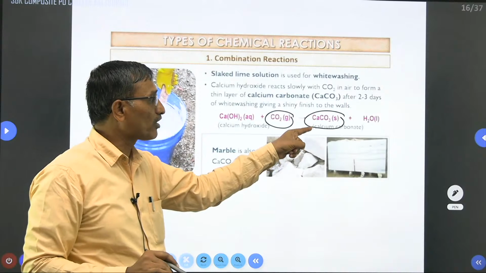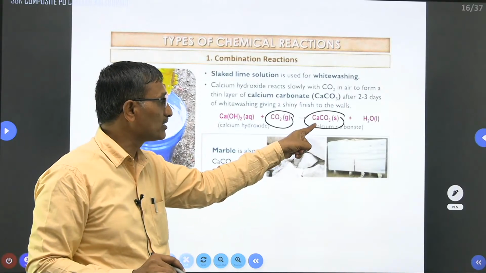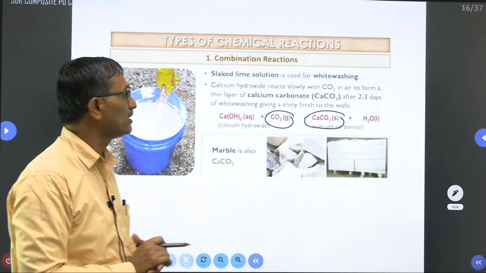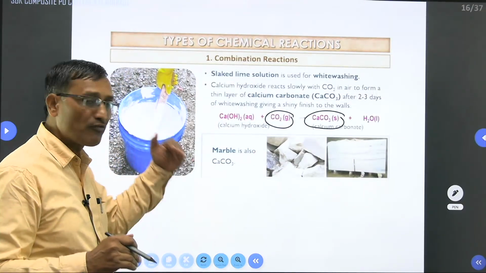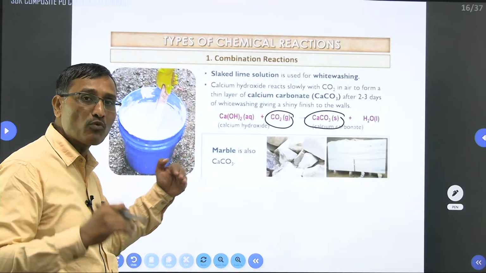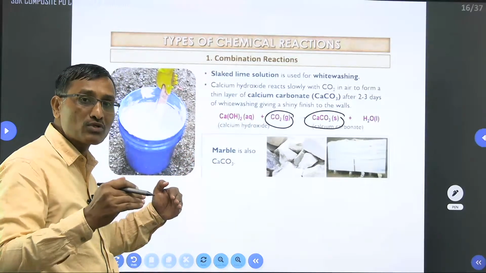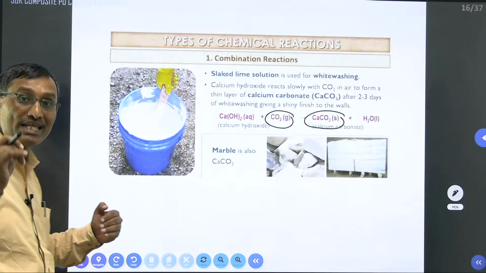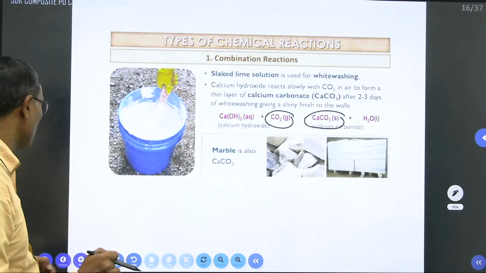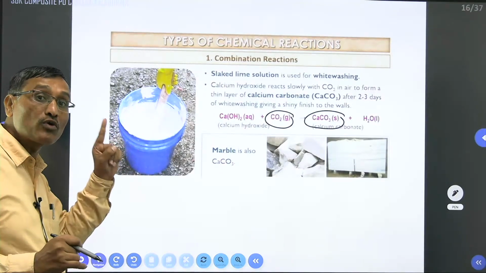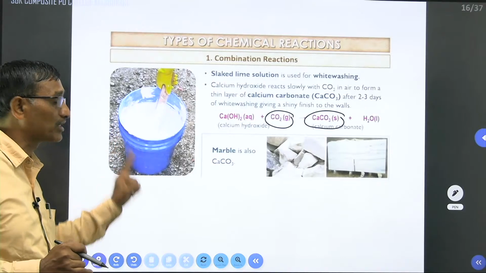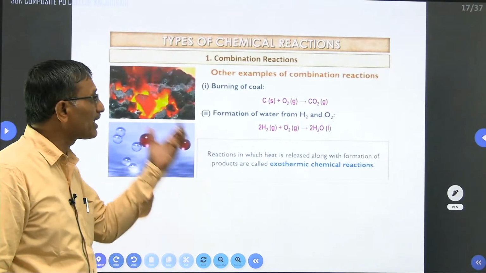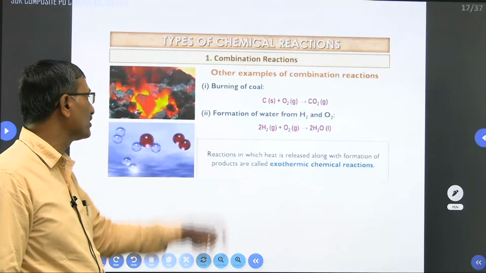This is the formation of calcium carbonate. This is also known as limestone, or we can take that as marble. Is it correct? So first of all, calcium oxide, quick lime, when it reacts with water, slaked lime is going to form, along with the liberation of what? Heat energy is produced. That means this reaction is what you call an exothermic reaction. Exothermic reaction.